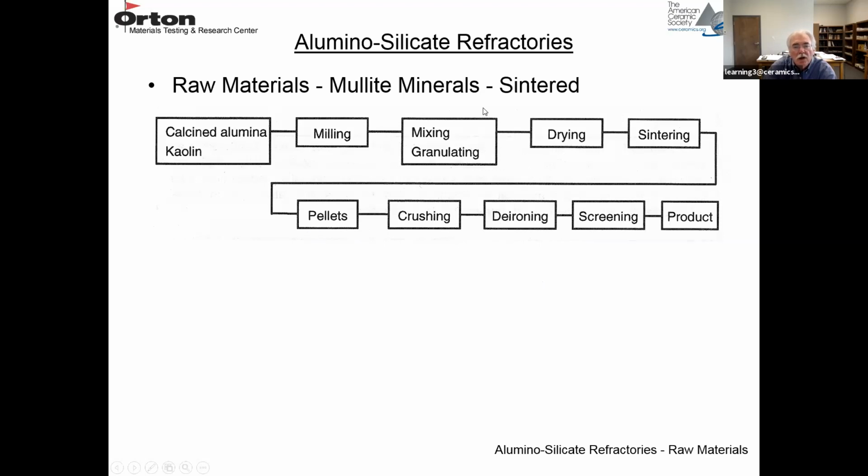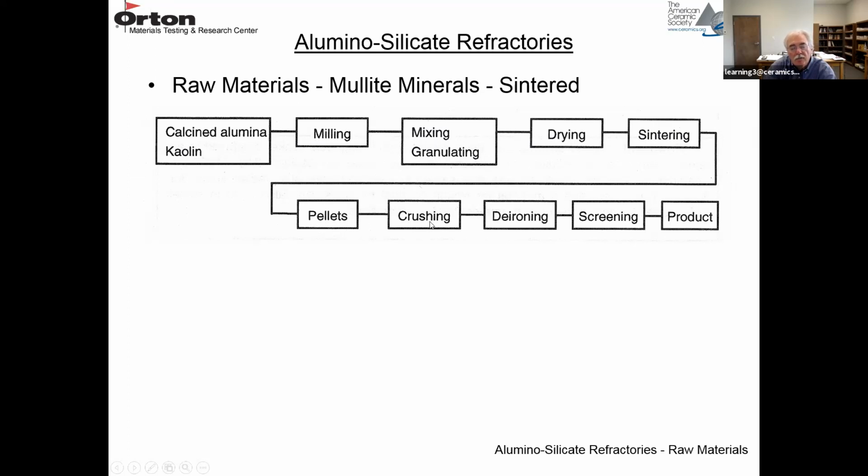This is just a flow chart for forming synthetic mullite in the sintered version. You have some form of calcined alumina and a clay. It's mixed and then formed into some type of granular material or pellets. It's dried. It goes through the sintering heat treatment process.